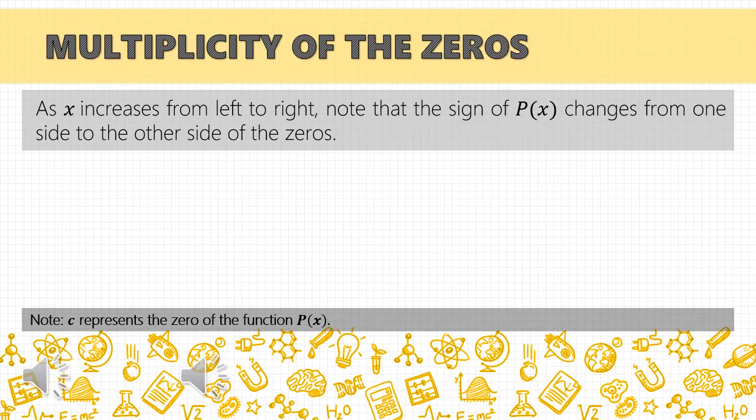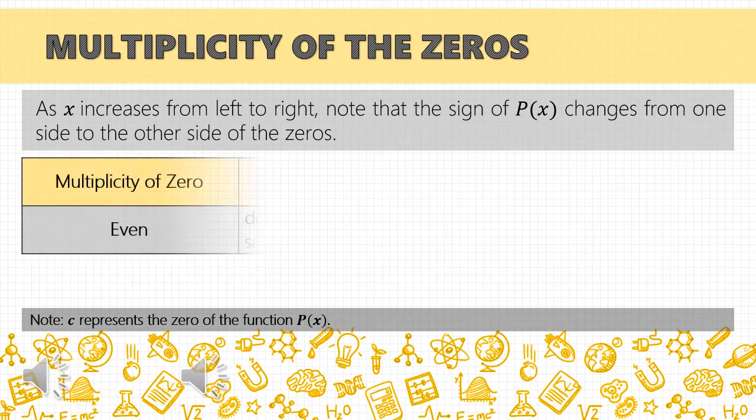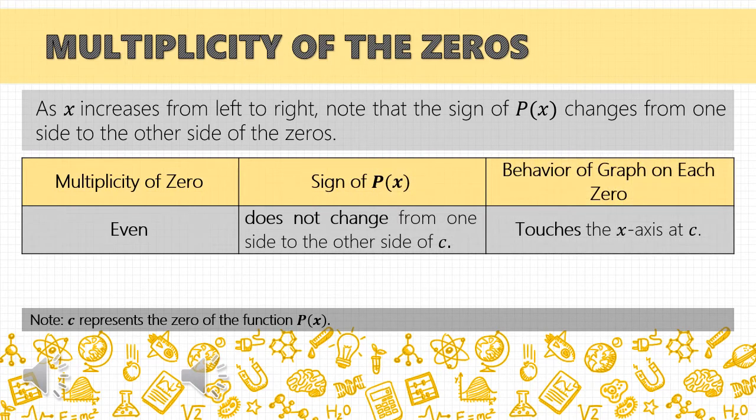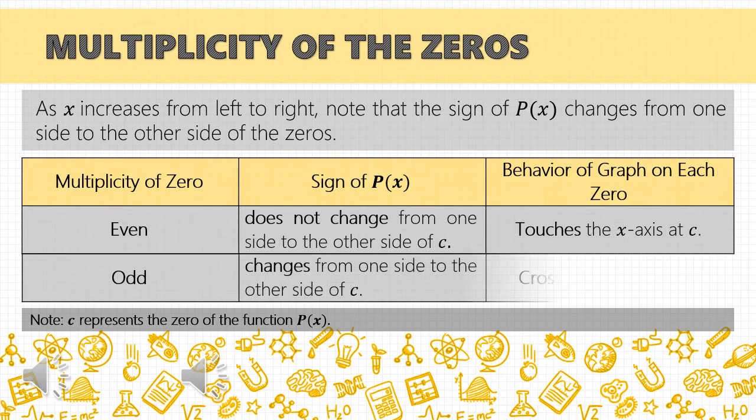If the multiplicity of a zero is even, the sign of p of x does not change from one side to the other side of c. Therefore, the graph touches the x-axis at c. If the multiplicity of a zero is odd, then the sign of the polynomial changes from one side to the other side of c. Therefore, the graph crosses the x-axis at c.